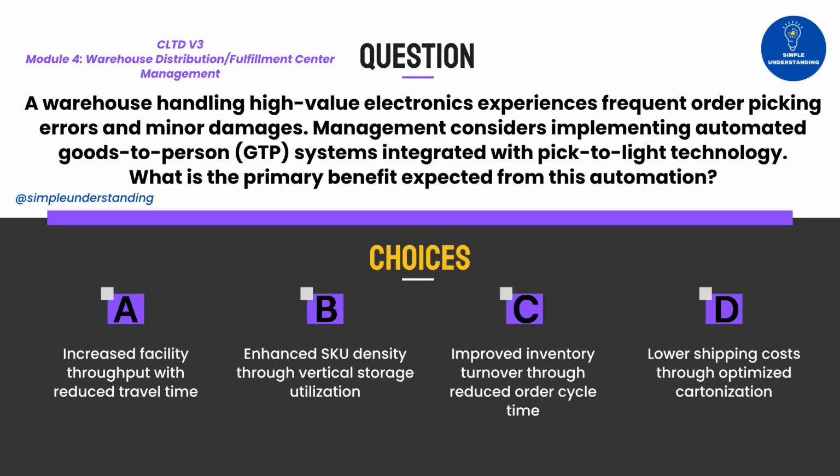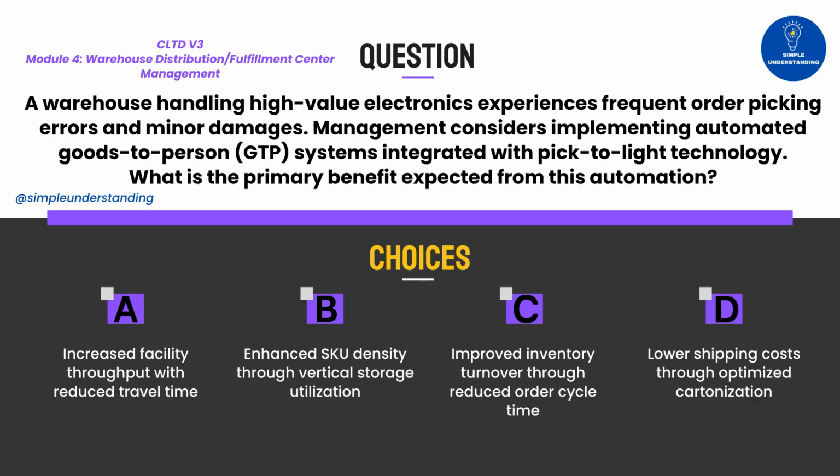Question 5. A warehouse handling high-value electronics experiences frequent order picking errors and minor damages. Management considers implementing automated goods-to-person (GTP) systems integrated with pick-to-light technology. What is the primary benefit expected from this automation?